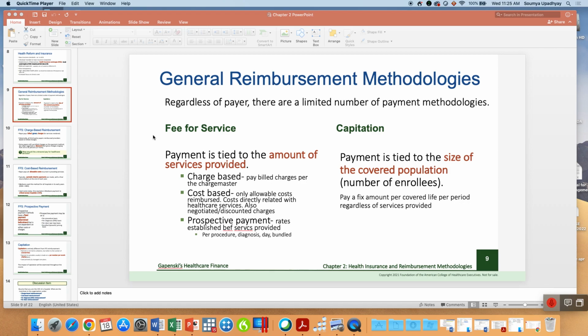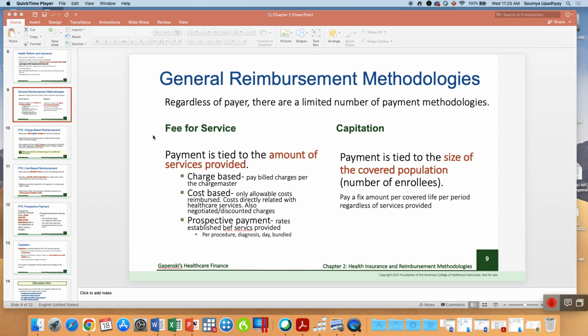For the charge-based reimbursement, payers pay bill charges according to the charge master. The charge master is basically a list saying this is the service and this is the bill. In this one, payers are at the mercy of providers in regards to the cost of services. Now they pay discounted and negotiated charges. Earlier they were not doing that, but now they pay discounted and negotiated charges.